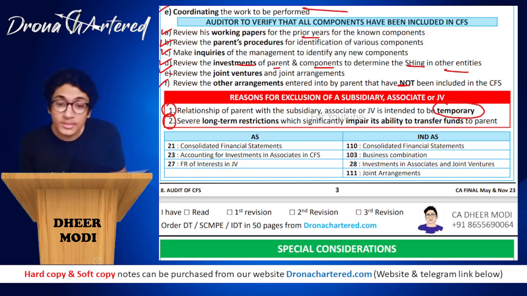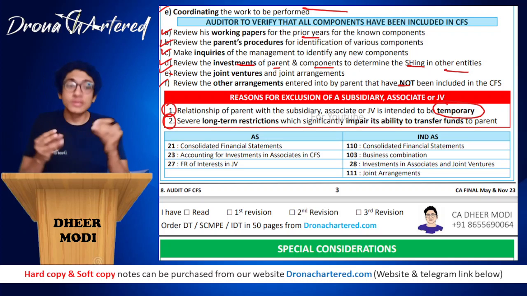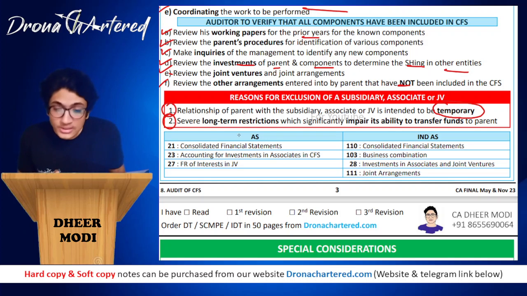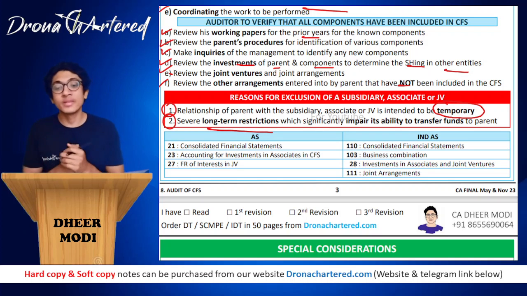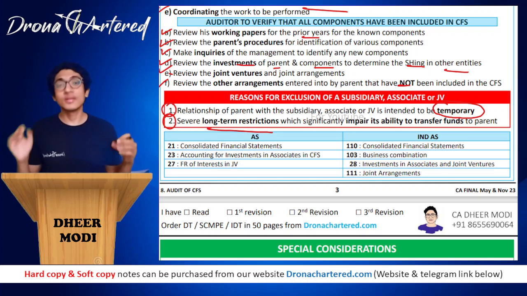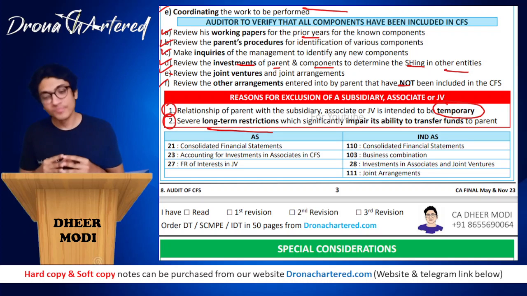And second, there are severe long-term restrictions which significantly impair its ability to transfer funds to the parent. That means my associate or my subsidiary, due to some laws or some conditions, will not be allowed to transfer funds to me. Whatever they earn, they will not be allowed to transfer to me. In such a case, this is called severe long-term restrictions. Please focus on the words. These are very important words that I have made bold. So either it's casual or there is no money, then it is okay even if we do not include it in the consolidated financial statements.